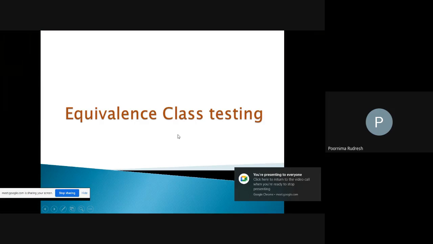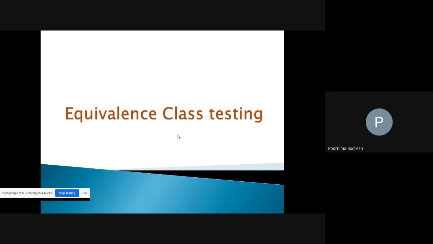Good afternoon. Today I'm going to start the new chapter called Equivalence Class Testing. This is the third chapter of the second module. The first two chapters you have studied, that is pseudocode examples. Then you have studied boundary value testing, right? And the third chapter is equivalence class testing.